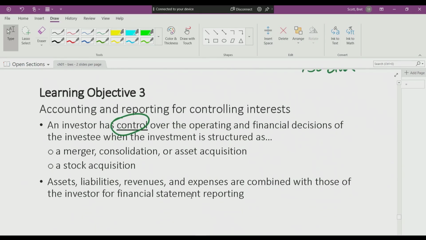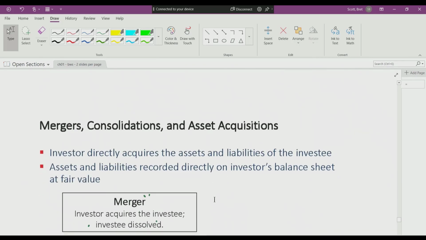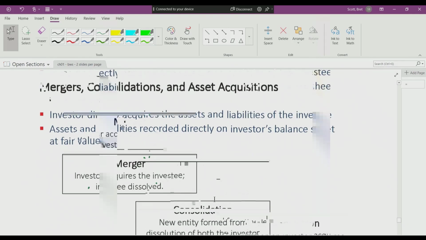All right, last little bit of the book, we're going to talk about control. There's going to be more discussion about control and the accounting for control in future chapters, so this is a good introduction here. Generally speaking, when we're talking about control, we're talking about mergers and acquisitions and consolidations.